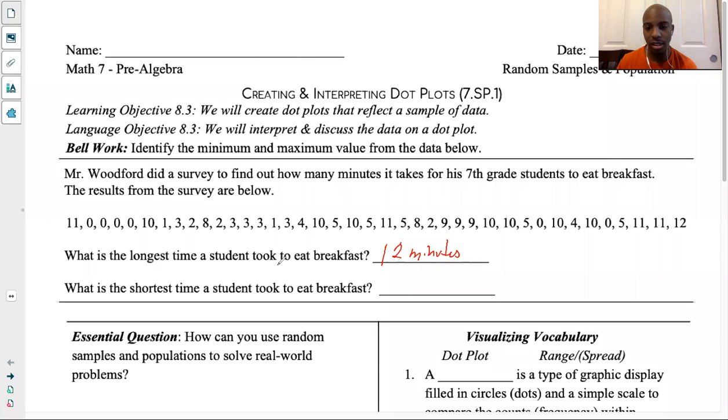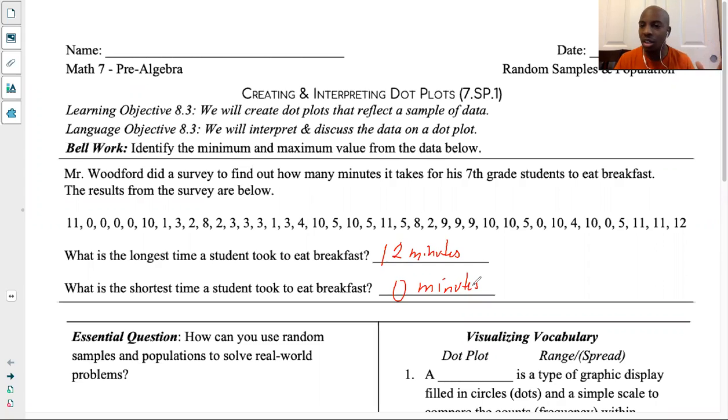And that is 0. Now for some of you, you might ask, what does 0 mean? That means that they may not even eat breakfast. That means that they may not have breakfast, so it takes them no time because they don't eat breakfast. So just so you can understand, what I did just now is I understood that 0 is a number, but it's one that means nothing. So what does it mean that they took no time to eat breakfast? That means that they may have not had breakfast. That's how I'm interpreting this data that I'm looking at.